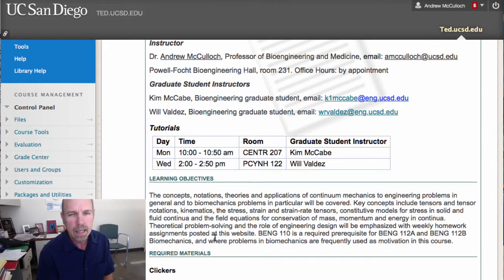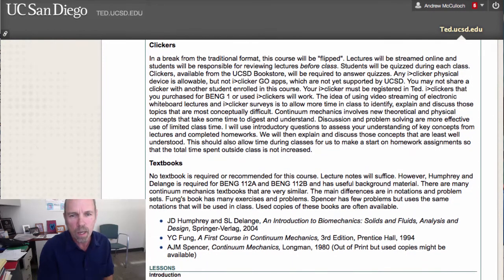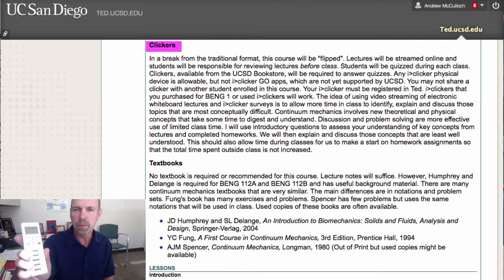To help in that process, we're also going to use clickers. I hope that all of you still have your clickers from BE1. If you don't, any kind of clicker, iClicker will do, other than the iClicker Go apps, which unfortunately are not yet supported by UCSD. But the old generation clickers or the new iClicker 2 will be suitable for this class. So here's a typical iClicker 2. It has an LCD screen. You don't need that. All we really are going to use is the 5 buttons.